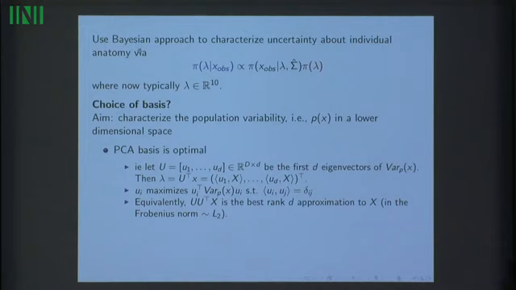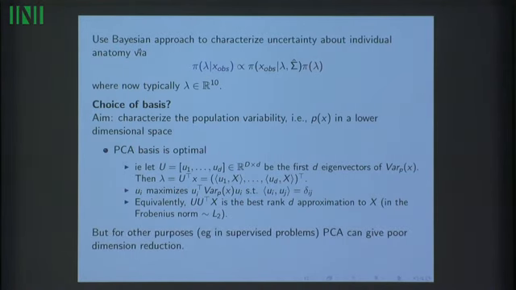One property is that the first coordinate is the direction in which the data are most variable, in which shapes are most variable. The second coordinate is the next most variable direction, orthogonal to the first. Another way of thinking about PCA, which everyone's probably familiar with, is that it's the best possible rank D approximation to our data. If we've got our data matrix X, PCA gives us the best rank D approximation in the Frobenius norm, so squared error. It's our best possible data compression.